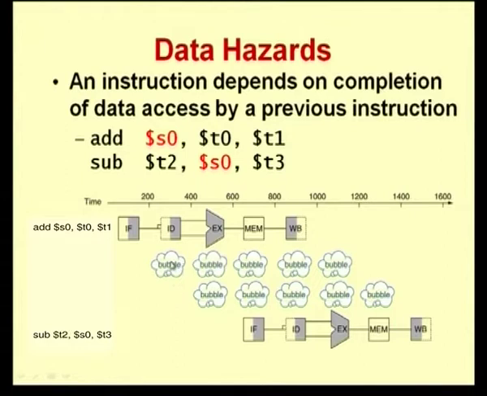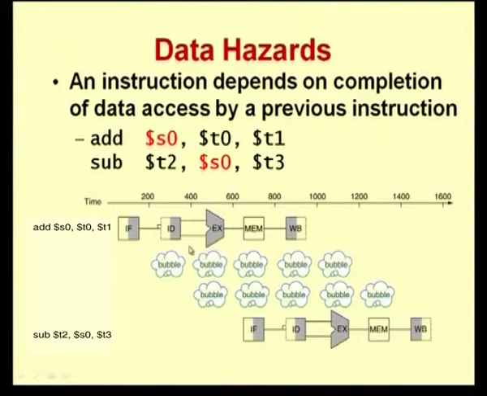If it was fetched here, it would have decoded in this clock cycle, and the decode stage is when the register has to be read. So the S0 register will be read in this second clock cycle, but the add instruction is going to write S0 only in the fifth clock cycle over here. Between 800 to 1000 is when the write is going to take place, but you want to read it between 400 to 600.